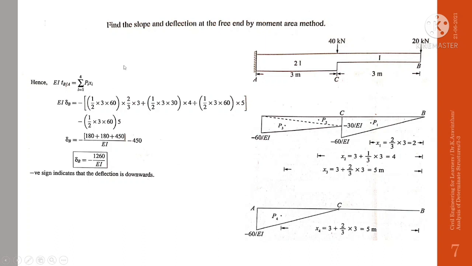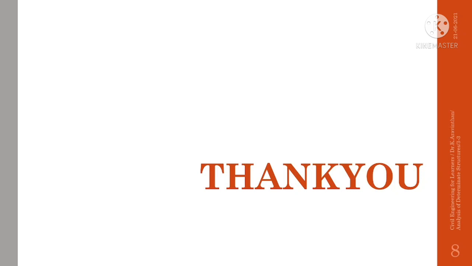So 1260 by EI is your deflection. If you want slope, you can just add these areas in order to find the slope. Yes, this is the method for stepped type beam which is given in your problem. You can use this concept, and I hope that we have covered mostly cantilever beams and simply supported beams, all the types of problems in the area moment method.